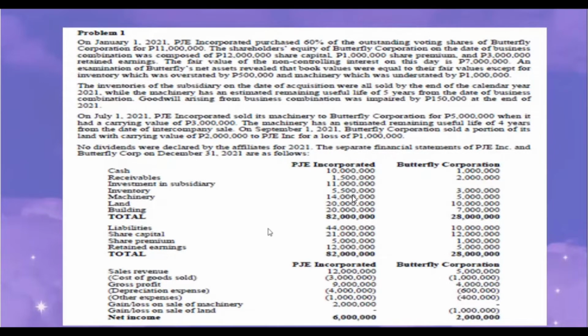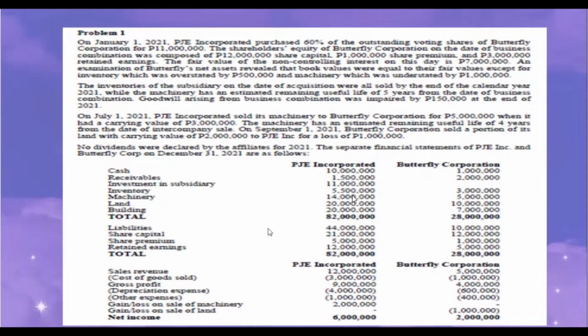PJE is the parent, no? So si PJE binili 60% of the outstanding voting shares of Butterfly Corporation. Sino si Butterfly Corporation? Butterfly Corporation is the subsidiary. How much is the consideration? It's 11 million.